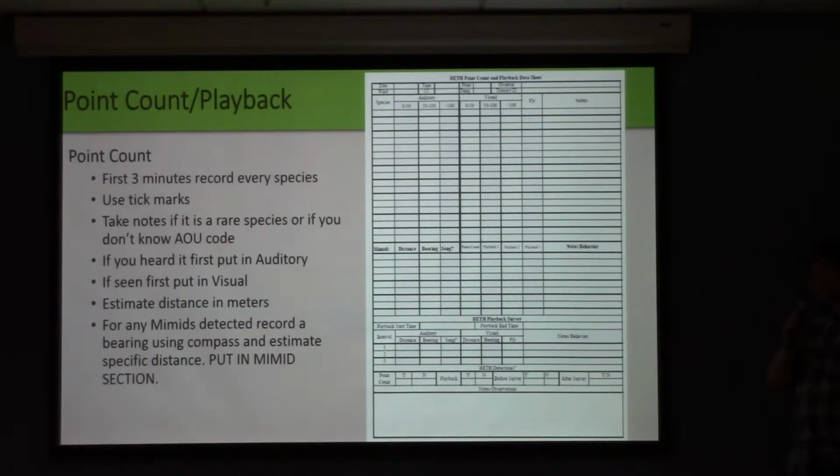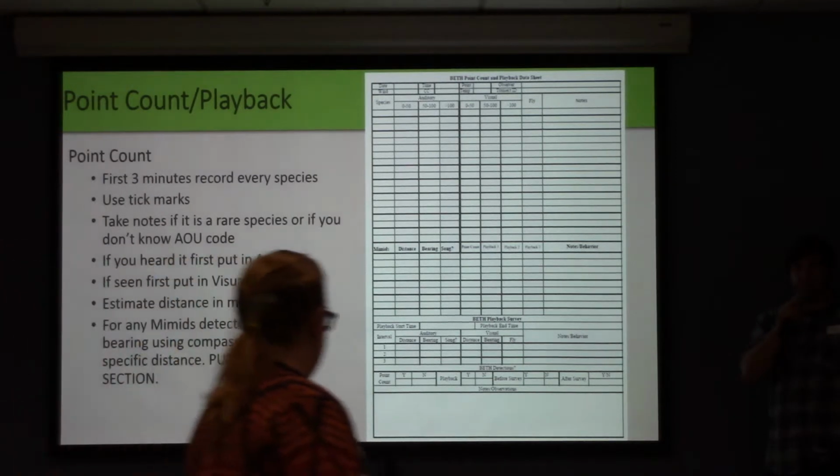So Cody, I have a question. The column that says point count before playback 1, is that for the entire point count, or is that like a period of silence before you do the playbacks? It's for the entire point count. So that's an indication that you detected a mimid during those entire 3 minutes. And then the columns to the right of that are a breakdown of the playback. Is that right? Yeah. Cool.